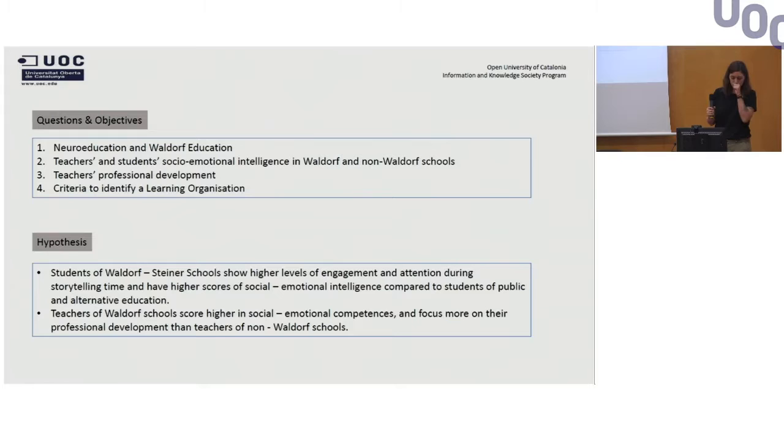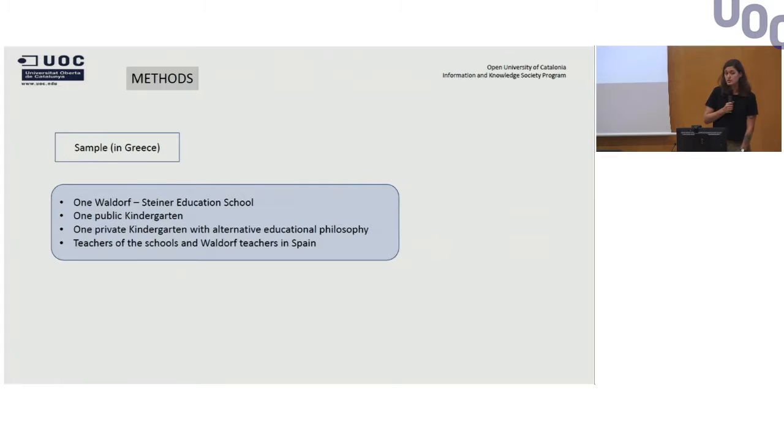This also goes to the teachers. We hypothesize that the teachers have higher scores in social emotional competencies and focus more on their professional development than in normal schools. I'm intending to do this research in Greece. I'm going to have three schools, one Waldorf Steiner educational school, one public school, and one private kindergarten with an alternative philosophy. And I'm going to also use their teachers and Waldorf teachers here in Spain.